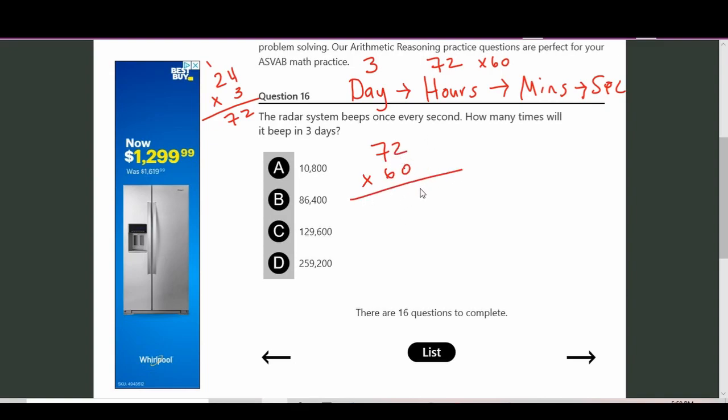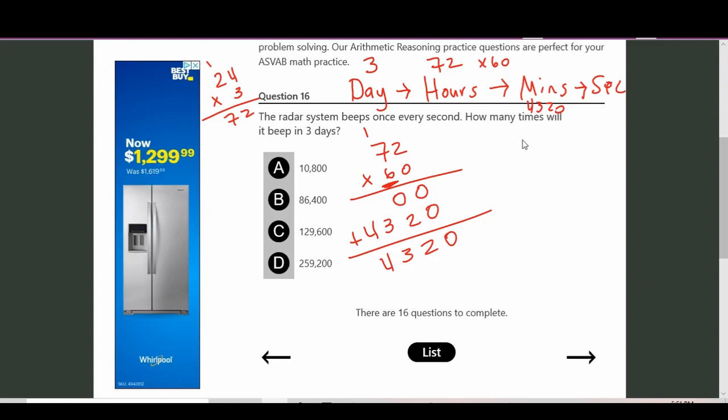2 times 0 is 0. 7 times 0 is 0. Add a 0 before we start working with this 6. 6 times 2 is 12. Carry the 1. 7 times 6 is 42. Plus 1 is 43. Let's add. We can see 0 plus 0 is 0. 2 plus 0 is 2. 3 plus nothing is 3. 4 plus nothing is 4.